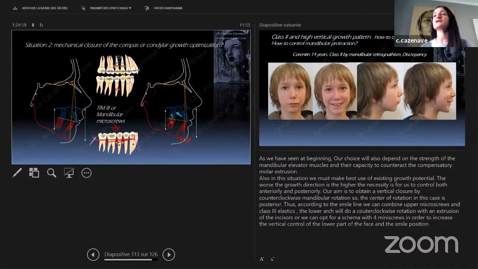Thus, according to the smile line, we can combine upper mini screws and class 3 elastics. The lower arch will do a counterclockwise rotation with an extrusion of the incisors, or we can opt for a schema with 4 mini screws in order to increase the vertical control of the lower part of the face and the smile position.